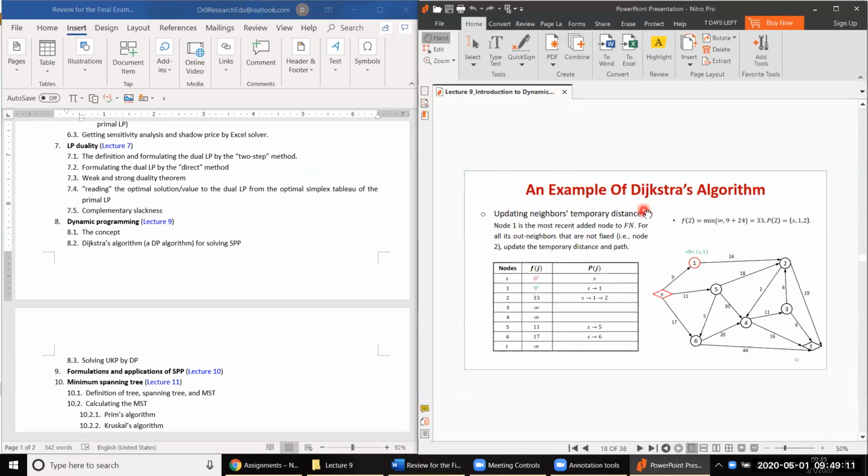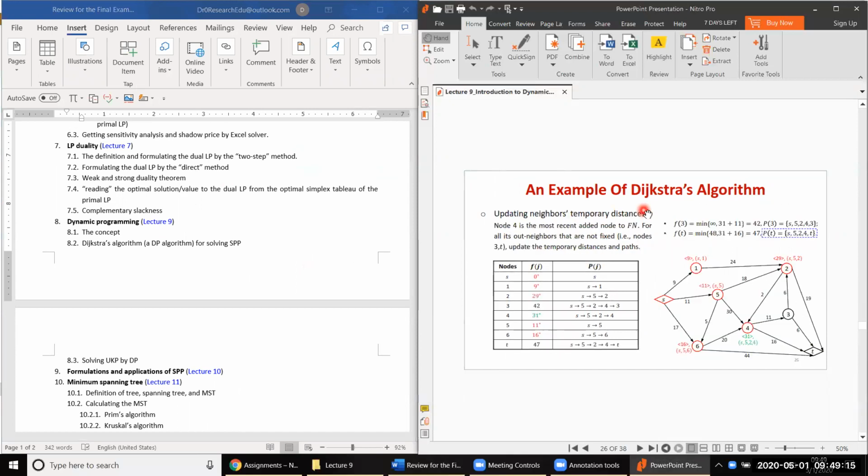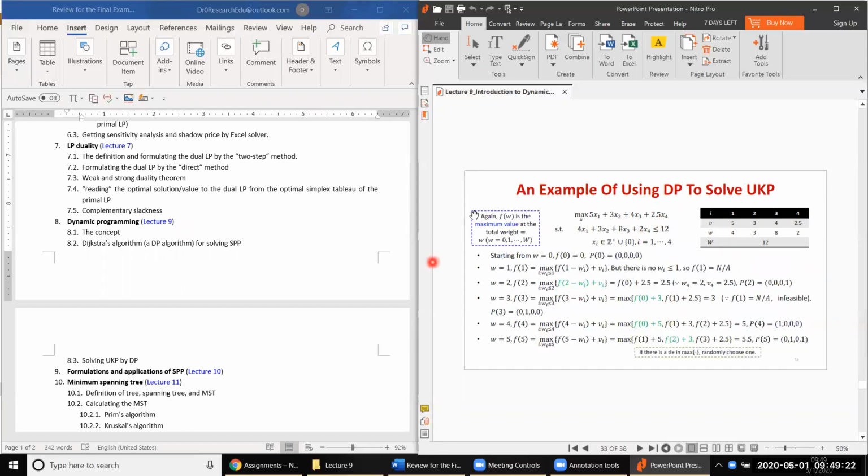After it, we use the DP to solve what? To solve the unbounded knapsack problem. Remember it, which is here. No, which is here after it. Yes. What is an unbounded knapsack problem and how to formulate it? And finally, we solve it. Okay. So these are the things about DP.